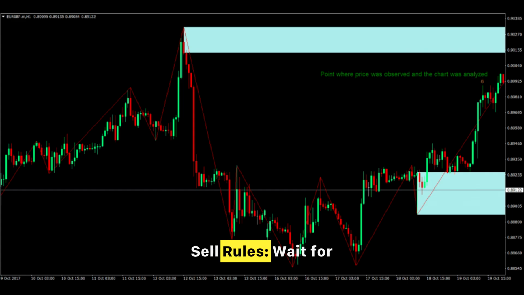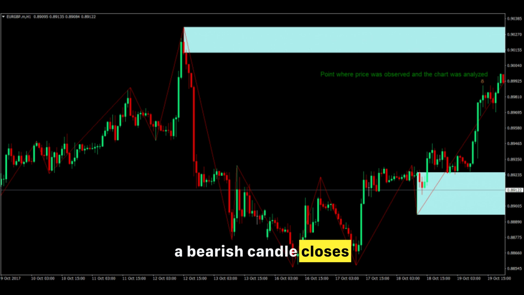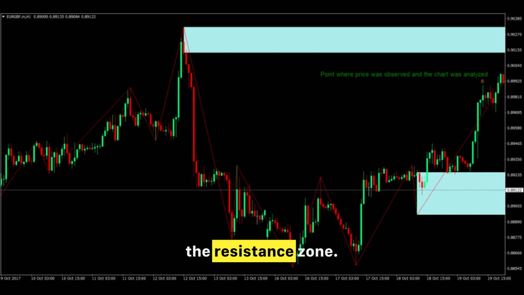Sell rules. Wait for price to rise into a strong resistance area. Look for rejection, upper wicks, or weak bullish candles. Confirm the trend is bearish or price is below your trend filter. Enter a sell when a bearish candle closes inside or just below the resistance zone.